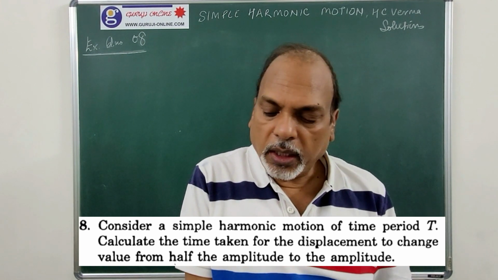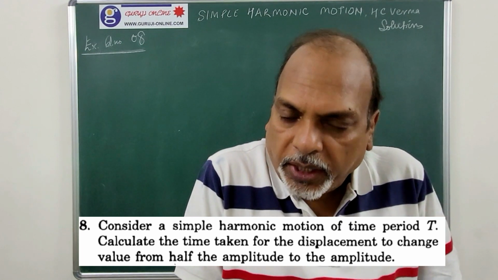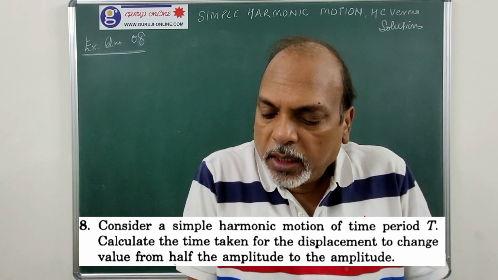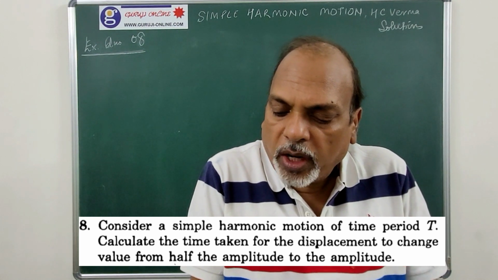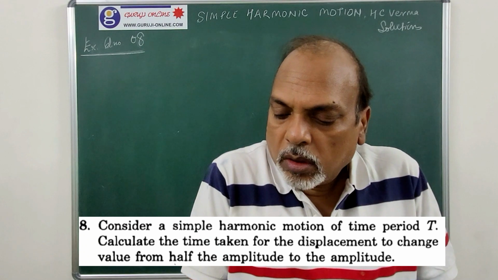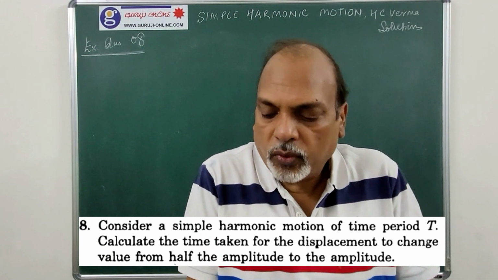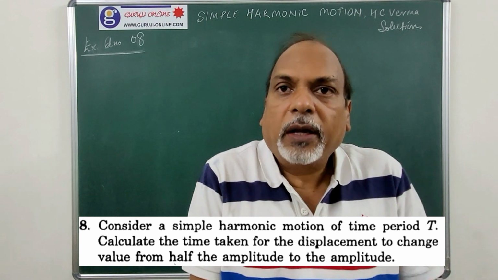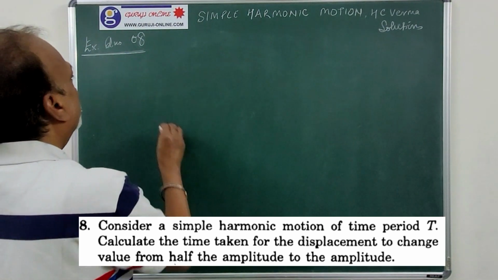Consider a simple harmonic motion of time period T. Calculate the time taken for the displacement to change value from half the amplitude to the amplitude. That means full amplitude, of course. Correct? So we have to find this out.